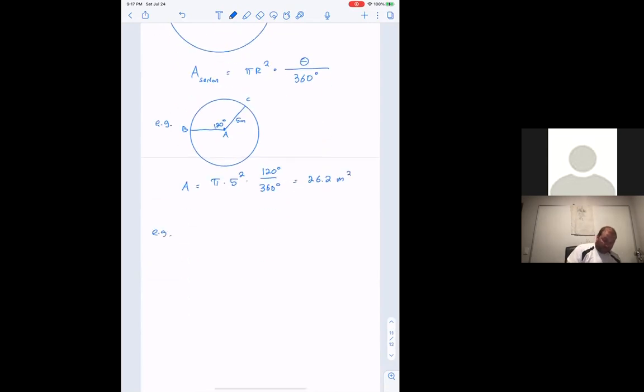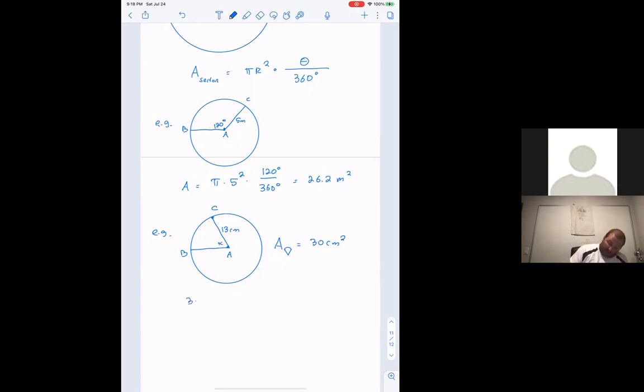Next example. The area of a sector. So they draw a picture for me. And they give me a sector. Here's A, here's B, and here's C. So they give me that the area of the sector is equal to 30 square centimeters with a radius of 13 centimeters. And they say find x, the size of the central angle.